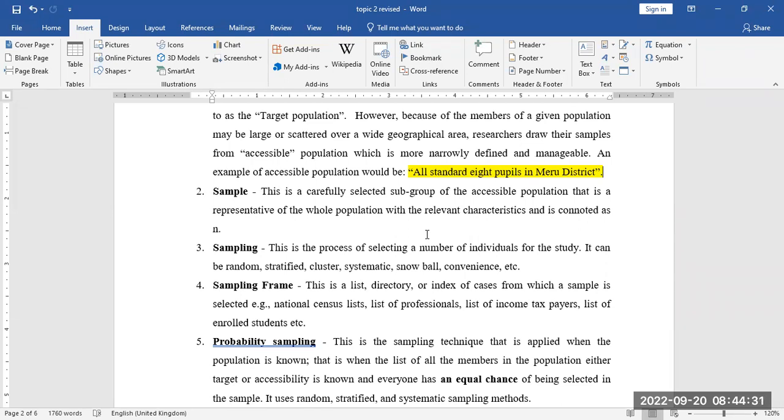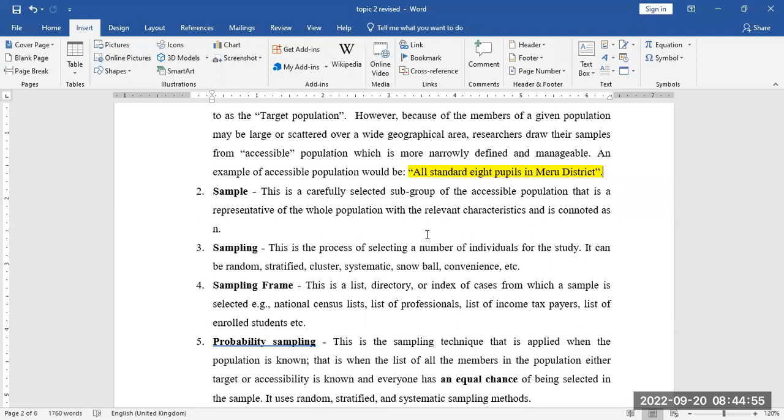Now the management, say for example, can be divided into several categories: top management, middle management, and the lower management. Maybe that is the management, and now maybe you want to select a sample from the management.